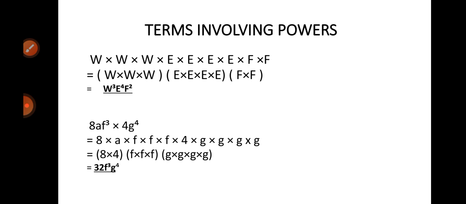F, we have 3 f's. All of them will be in one bracket. Then we open another bracket. We take g. Since there's g to the power of 4, we should put them in one bracket. Then our answer now becomes 8 times 4 is 32, a, f to the power of 3 and g to the power of 4. That is our final answer.